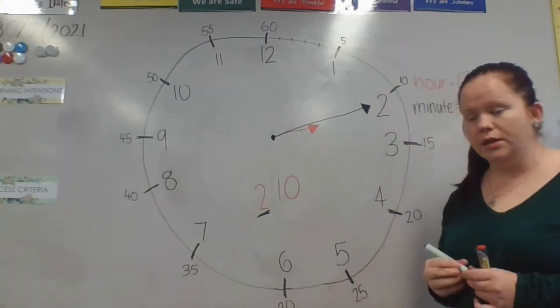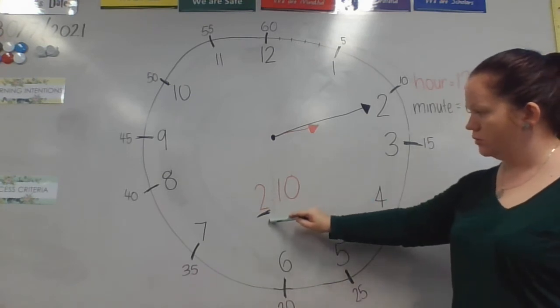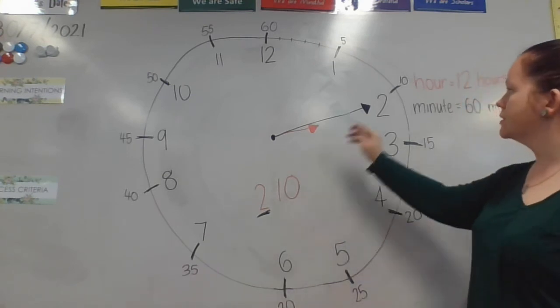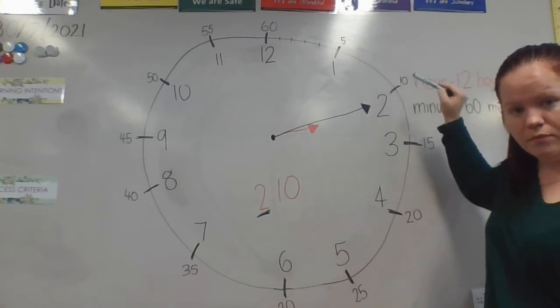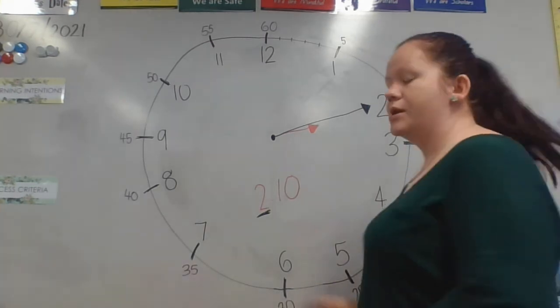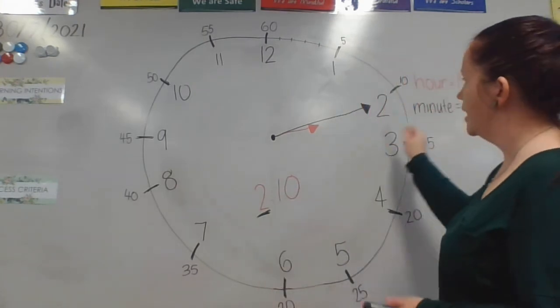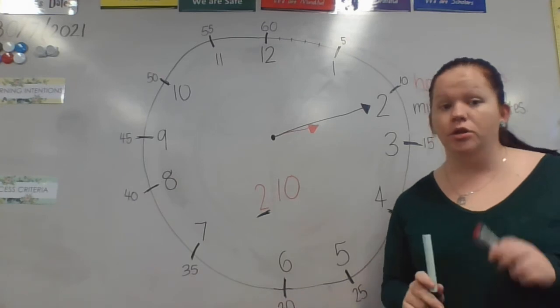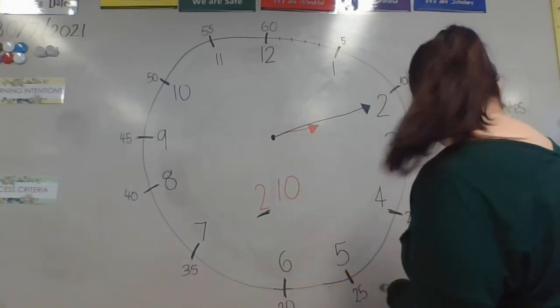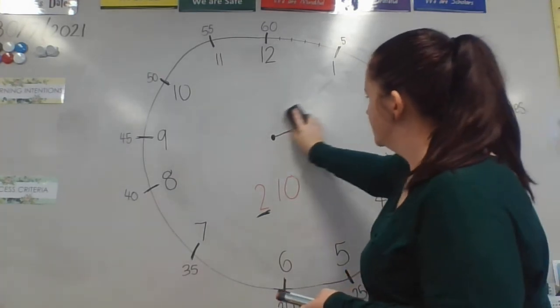So now when I read the clock, I can see that it is 2:10 because up here, I can see that it's the 10-minute mark. Okay? So now I've shown you that example. I'm going to rub it off. I'm going to show you another one. And then it's going to be your turn to have a try. So I'm going to rub this number off.